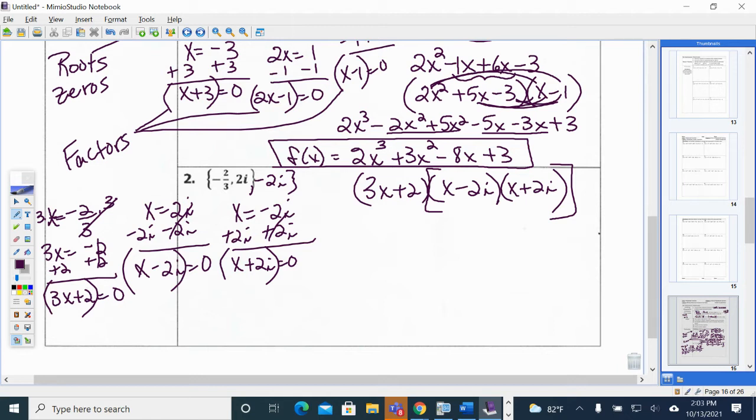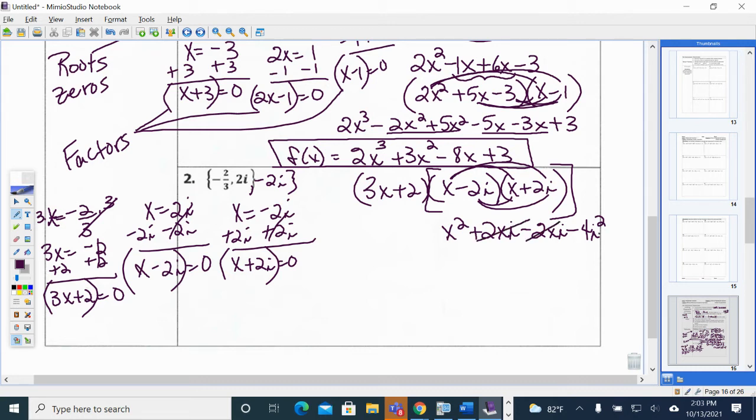Do that first. x times x is x squared. x times a positive 2i is a positive 2xi. Negative 2i times x is a negative 2xi. And negative 2i times a positive 2i is a negative 4i squared. So I'm going to go through this again. We've done this before. The two middle terms cancel.